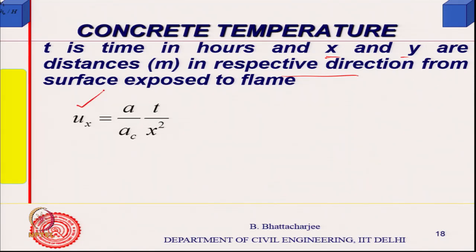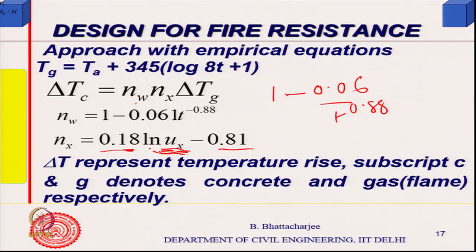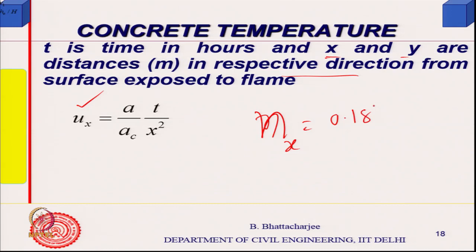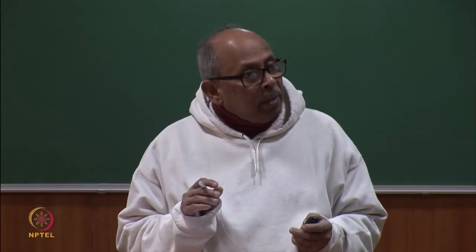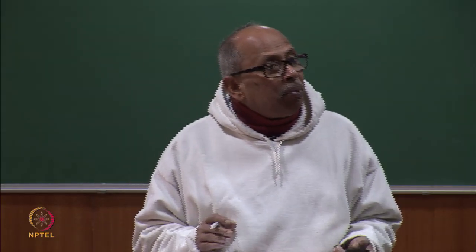U x, that I just talked about, because I said that N x is equal to 0.18 ln U x minus 0.81. So U x is given by a by a c T by x square, right. Now, what are a and a c? They are thermal diffusivities, because it depends upon thermal diffusivity. If the thermal diffusivity is high, it would cover more distance.